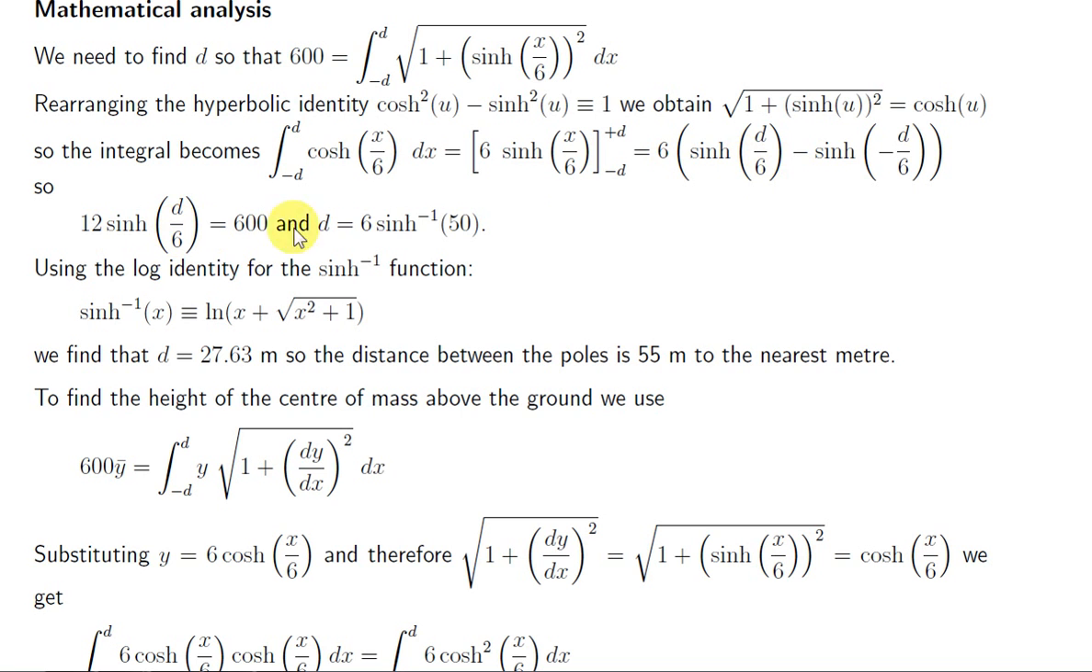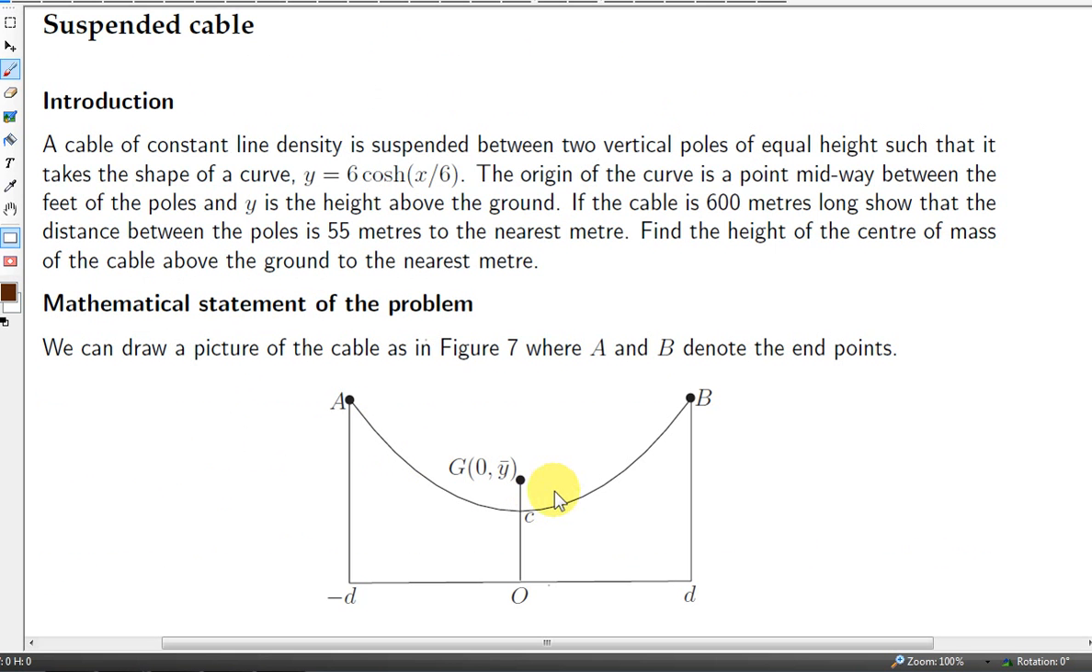So all we do now is just solve this equation for d. We get d equals 27.63, so we just double this to get the distance between the poles. Next we are going to get the center of mass of this cable. By symmetry, the x-coordinate of the center of mass must be 0, so the x-coordinate has to lie along the y-axis. So here's ultimately where it is, so x bar is 0.